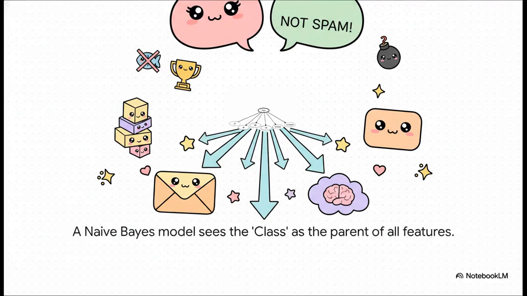The algorithm pretends that the class is the only thing that causes all the features below it. You know, the specific words in the email, who sent it, whatever. But here's the key. It assumes none of those features are connected to each other. They're all just separate little clues pointing back to the main class.